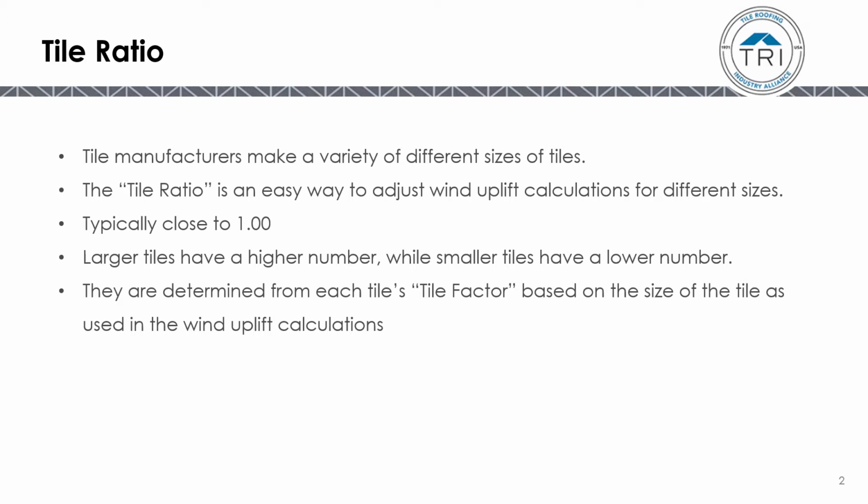The tile ratio values are typically close to the number 1. Larger tiles have higher numbers, and smaller tiles have lower numbers. They are determined from each tile's tile factor.